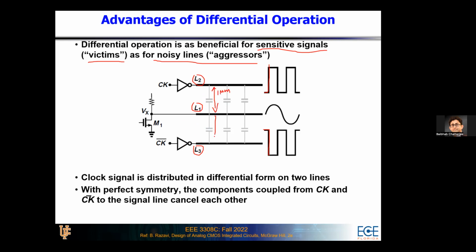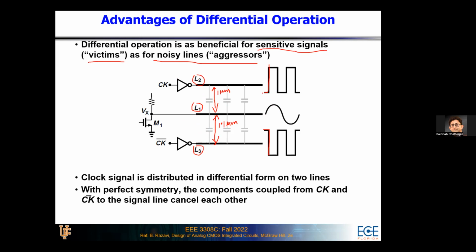If this other distance is exactly 1 micrometer, then you'll see that there is no effect of the aggressors on the victim. But if this becomes 1.1 micrometer, then the parasitic capacitances will be different, the amount of interference from the two lines will be different, and eventually you'll see some amount of spikes.